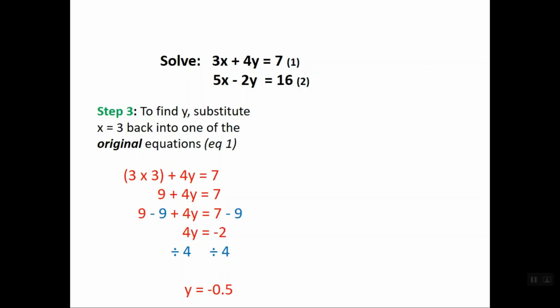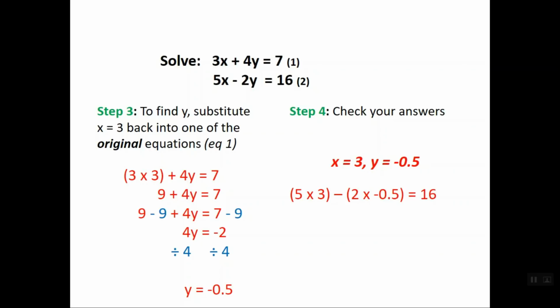Alright, so now my next step, guys, is my final step, which I always mention. Please do it, it's very important. Check your work, check your answers. So I'm using equation 2 to check my answer. It really doesn't matter which one you use. x is equal to 3, y is equal to negative 0.5. So I need to substitute those values in the equation that I choose. Using equation 2, I get 5 times 3, because I'm replacing the x here with a 3, minus 2 times a negative 0.5, because that's what I got for y, and then that's equal to 16.